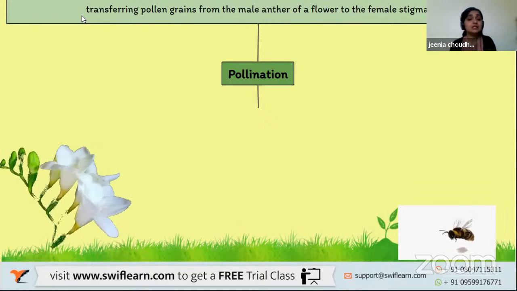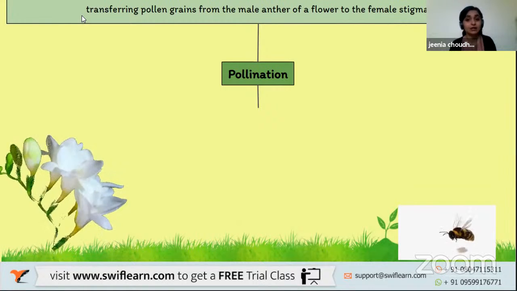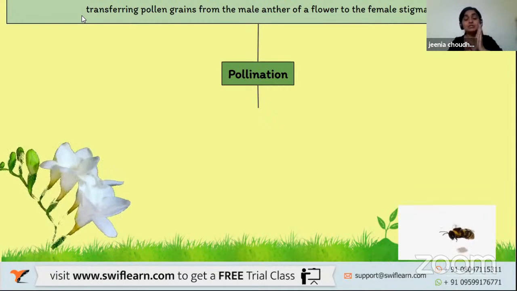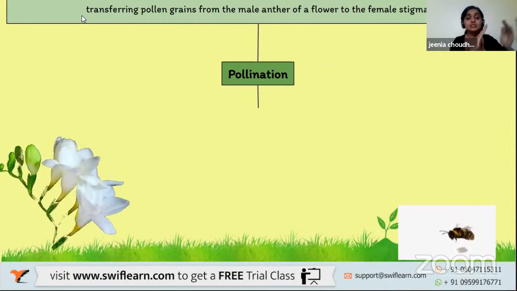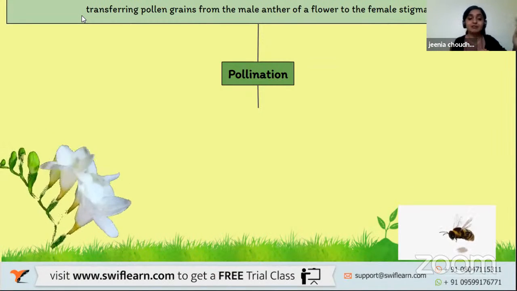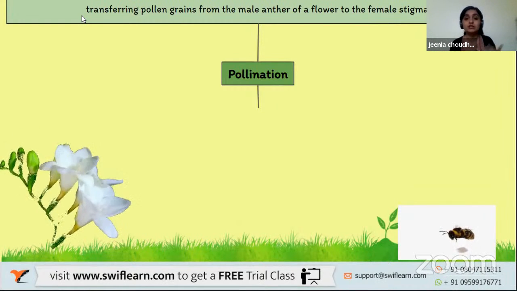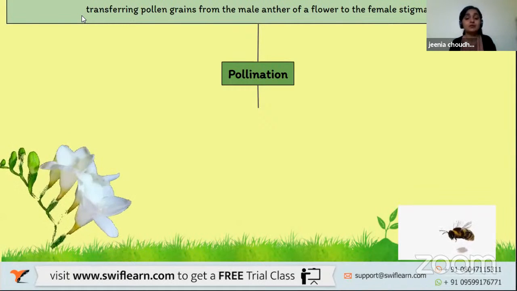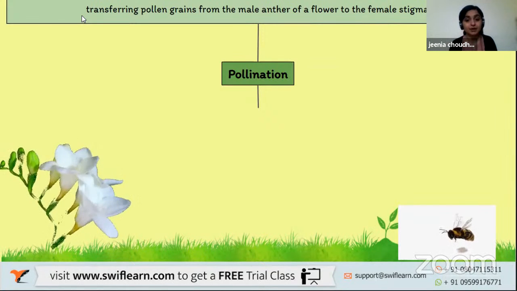So firstly, pollination is transferring pollen grains from the male anther of a flower to a female stigma. Right? We have discussed this procedure in detail in our previous videos. If you want, please check out the other videos available on YouTube. Check them out, and if you want to read more about pollination, go over there and read. It talks about transferring pollen grains from the male anther of a flower to the female stigma.